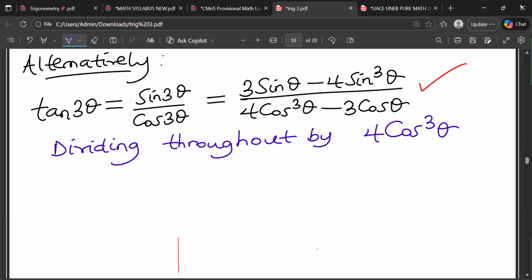Then I'll proceed and say this one will be 4 cos. So I'm having, hey, you're now going to solve it. We are going to struggle.